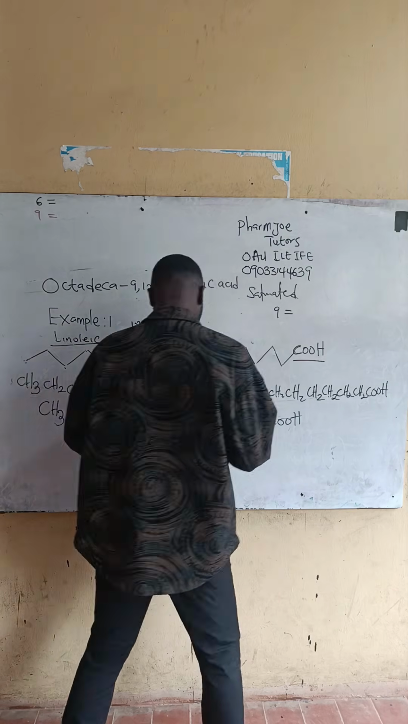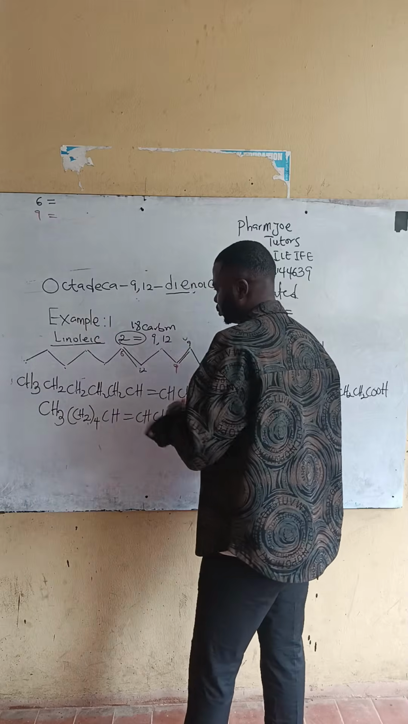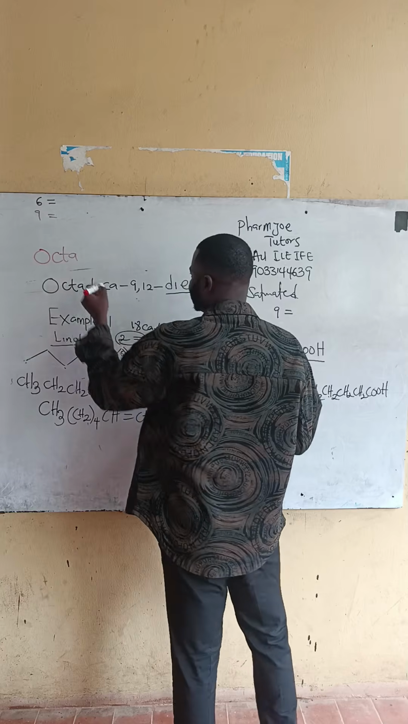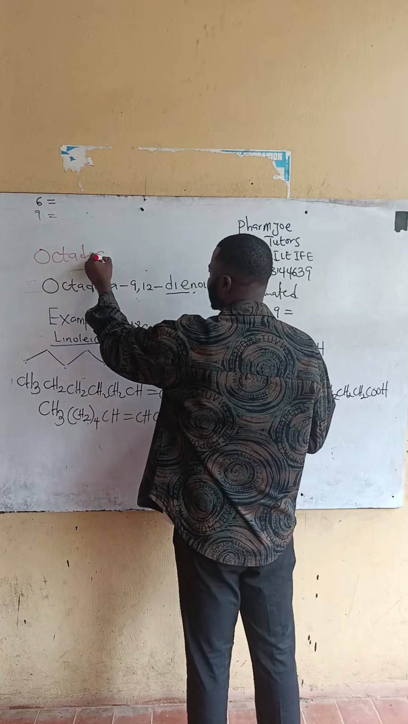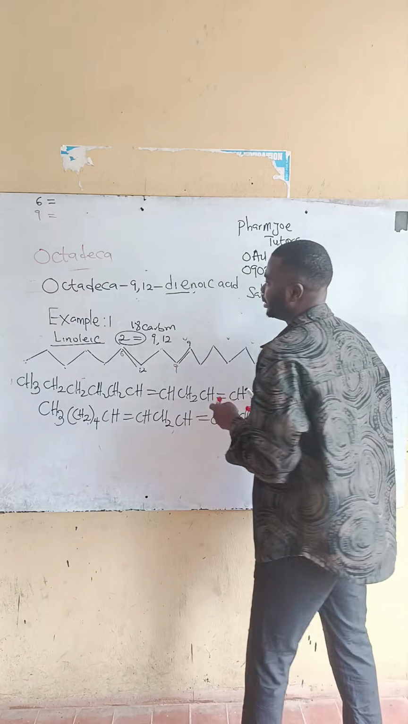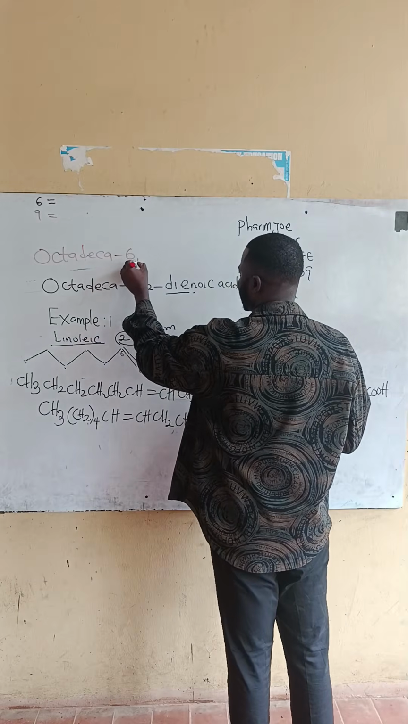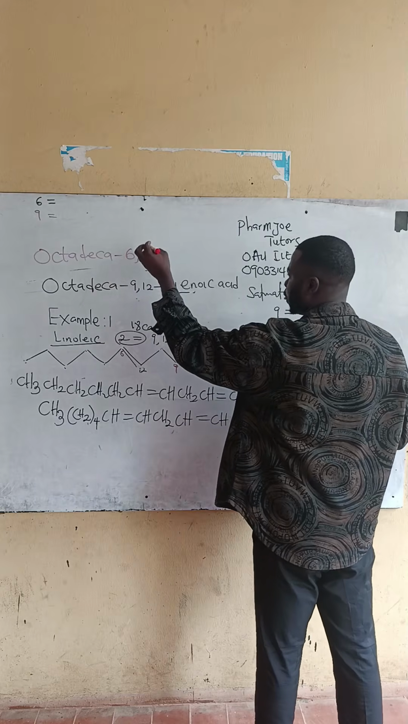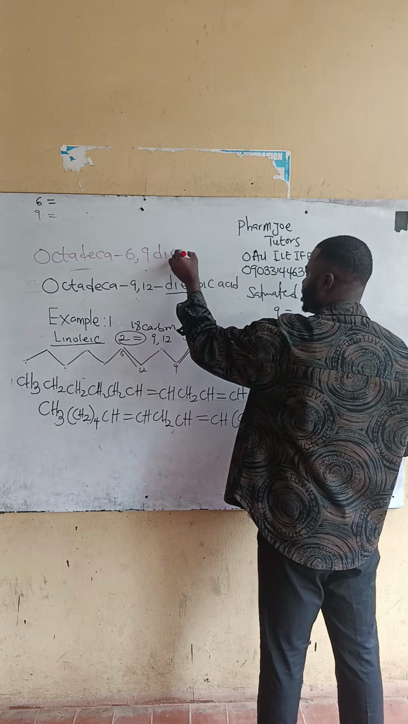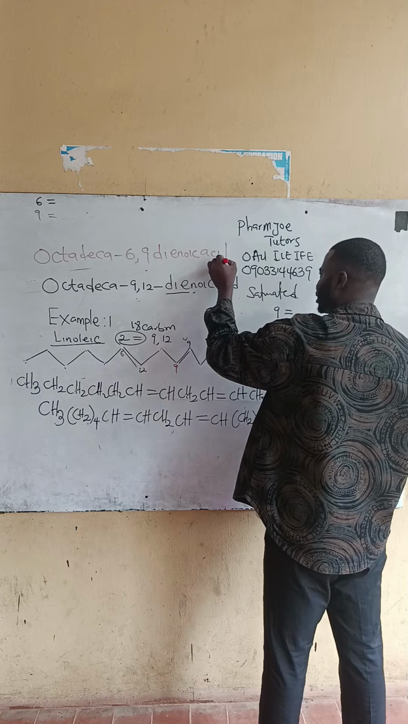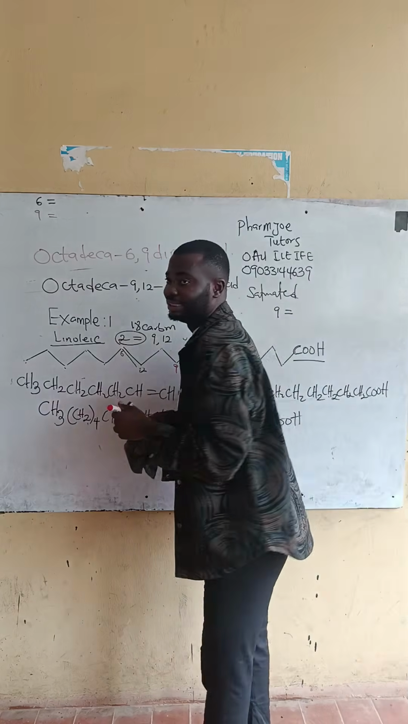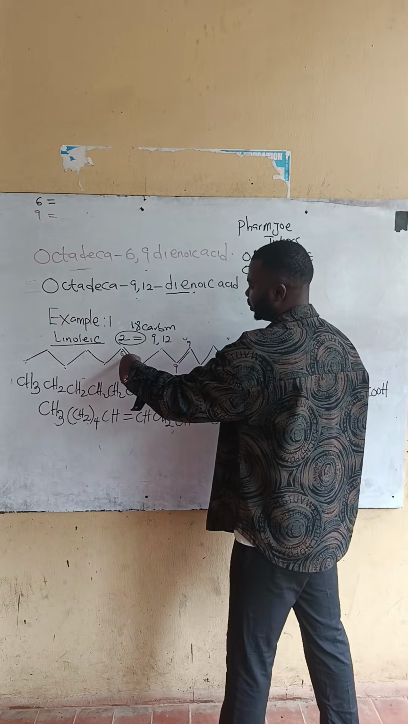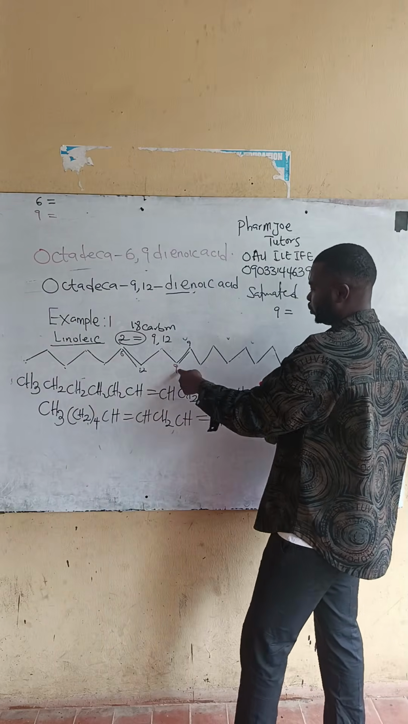So if I want to name, according to them, I will say octa, it's still octa, deca, octadeca. Then I say what? 6, comma, next one, counting from the back here, comma 9, dienoic acid. Octadeca is 18. 6 means you are counting from the back. The first double bond is in position number 6. The next one is in position number 9.